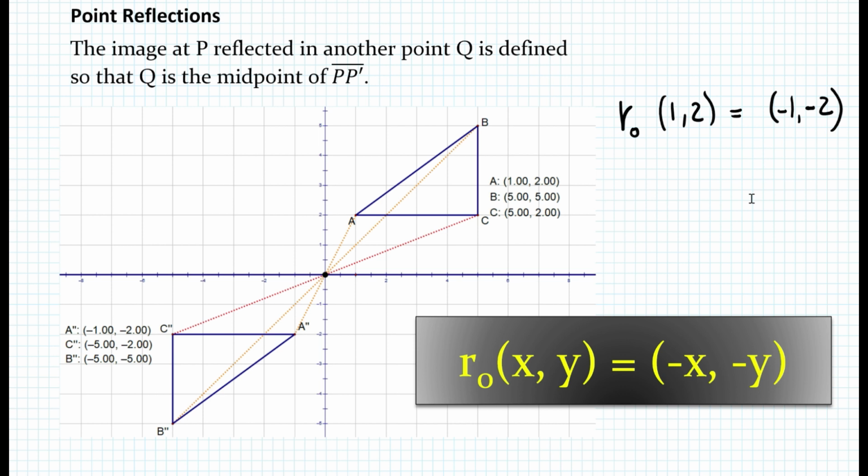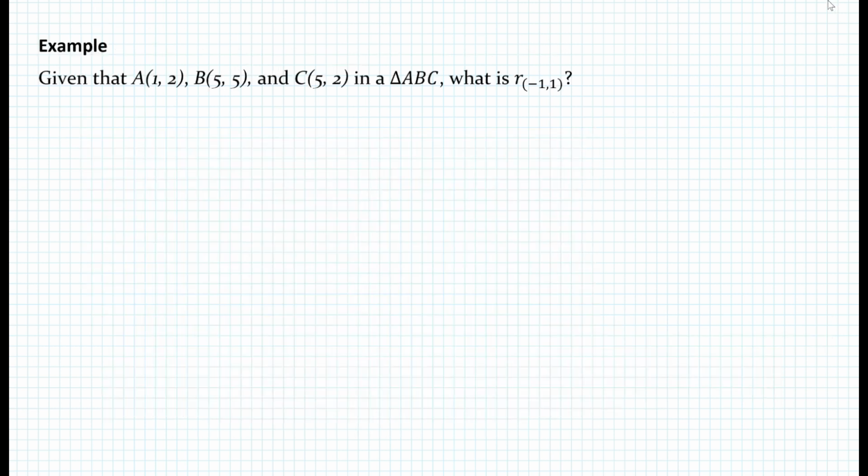And that actually makes sense because we just learned that a point reflection over the origin is the equivalent of reflecting a point first over the y-axis and then over the x-axis, or vice versa. So let's look at another example now. Let's take the same points of the original triangle with A, B, and C. What is the reflection of those points over not the origin now, but over another point, (-1, 1)?